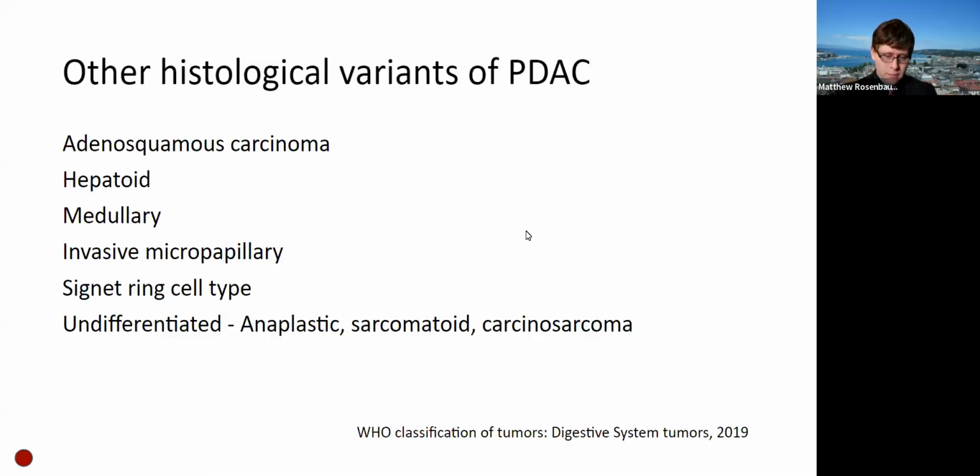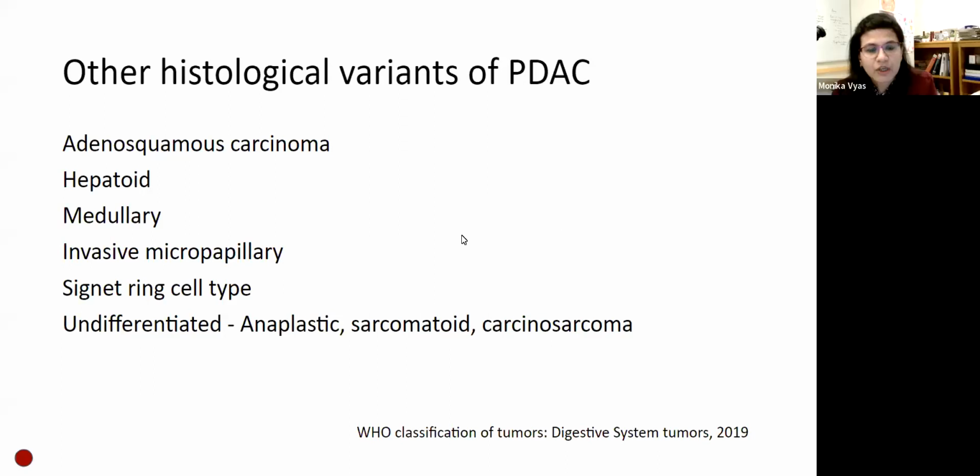And then there are other histologic variants of PDAC which have been described. So adenosquamous carcinoma is one variant which we see pretty commonly. So they're composed of a glandular component and a poorly differentiated component which has a squamoid morphology, and that would label with P40 and P63, which are stains for squamous differentiation.